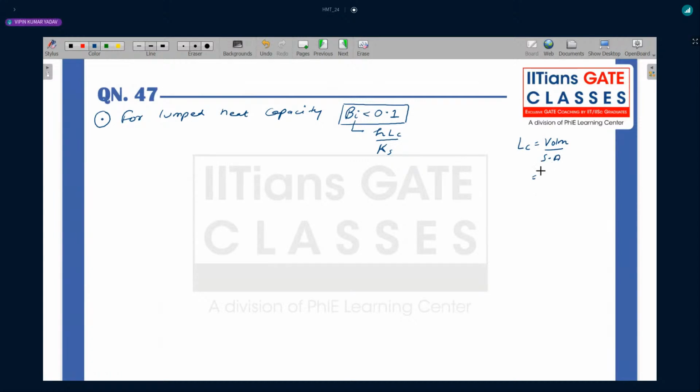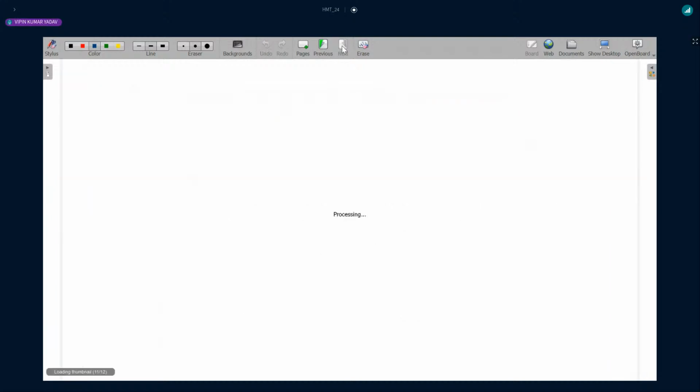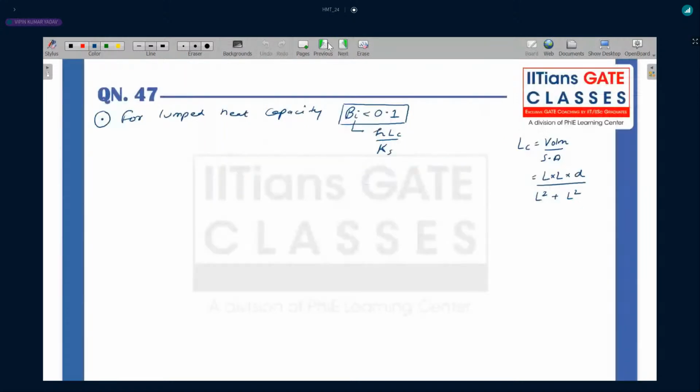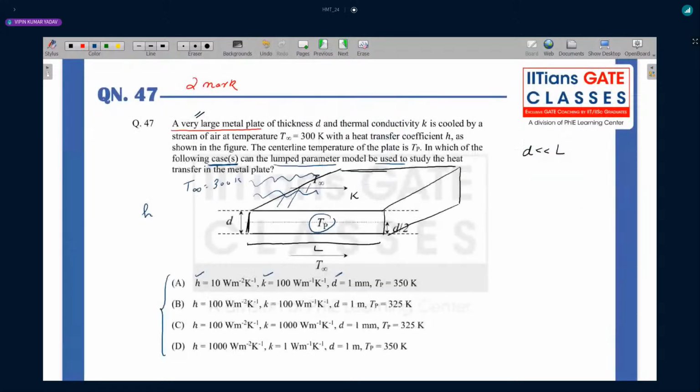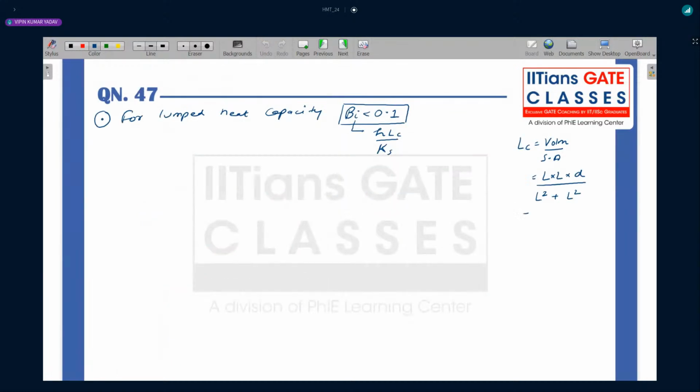Now, what is the volume of this plate? What is the volume of this sheet? Length into length into thickness. And what is the surface area? Surface area is the upper surface area and the lower surface area. So here also the air is flowing. So upper and lower surface area I have to take. So L square plus L square. If I do this, I'll get Lc is equal to d by 2.